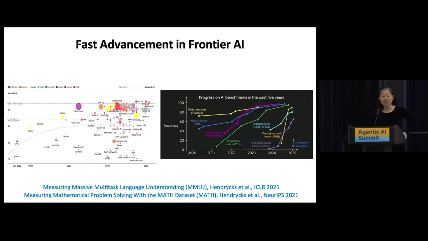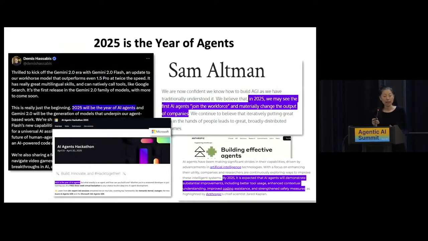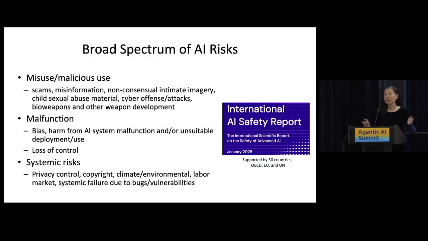Okay, great. So we are all really excited about the fast advancements in frontier AI. And this year has been called the Year of Agents. So at the same time of this exciting advancement, on the other hand, we also need to pay attention to the potential different types of risks. So in our recent International AI Safety Report, led by Yoshua Bengio and written by around 100 scholars from 30 countries, we list out a broad spectrum of different types of AI risks.